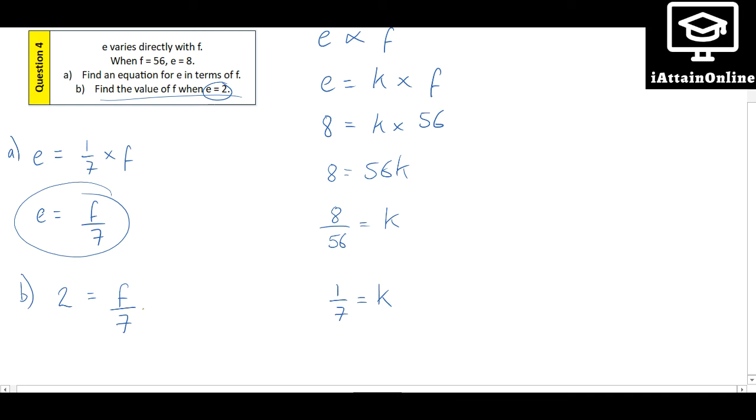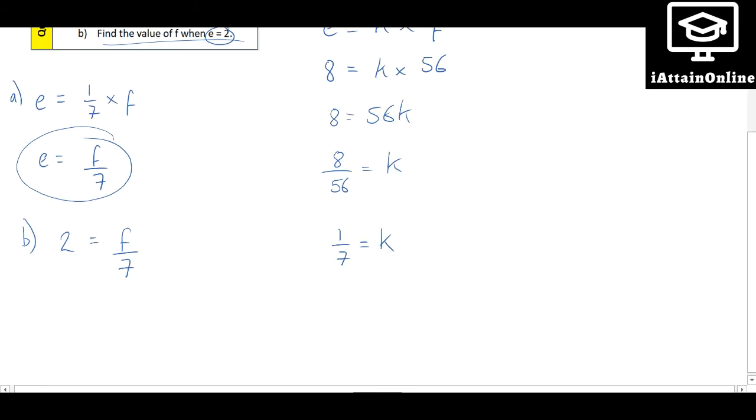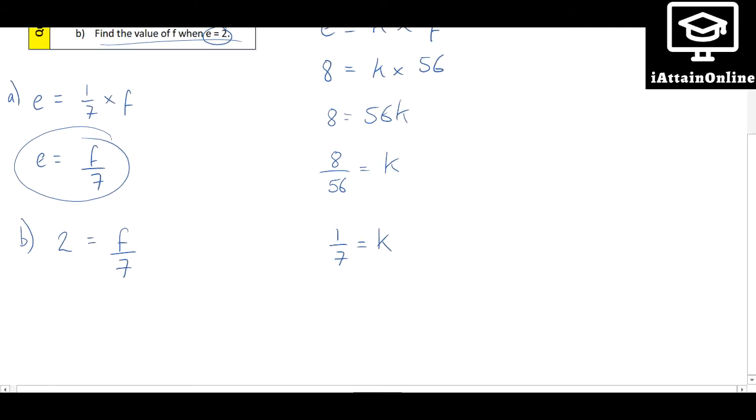Now what a lot of students do here is they just try and do 2 divided by 7. Remember, I want to have f equals, or something equals f. So the thing that is stopping me from just having f is that I have divided f by 7. So to undo that, we need to do the inverse of divided. So I'm going to times both sides by 7. So 14 is equal to f, or f is equal to 14. I find that completely acceptable.